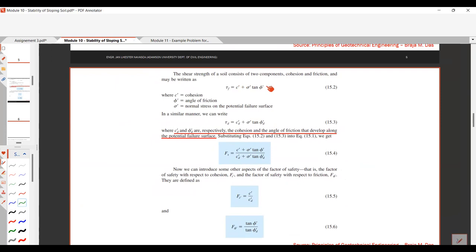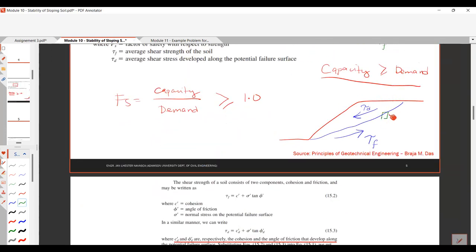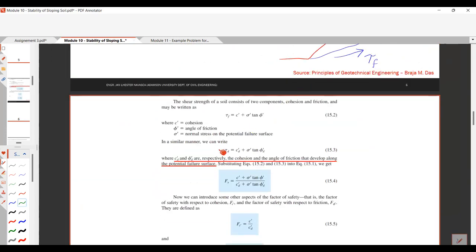Okay, in a similar manner, since they have the same potential surface, we can rewrite this equation as tau sub d equals c prime sub d plus the normal stress on the potential failure surface times tangent phi sub d. Whereas your c sub d and your phi sub d are respectively the cohesion and the angle of friction that develop along the potential surface. So this will be the demand. This is where your demand comes from. And this will be your capacity.